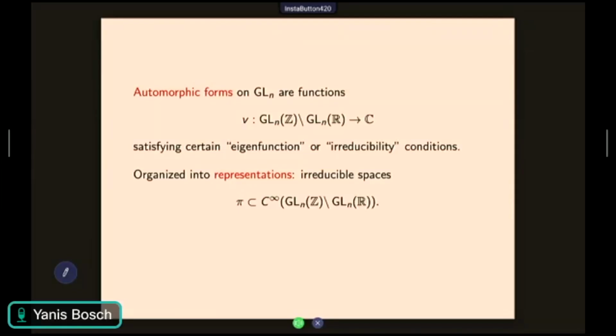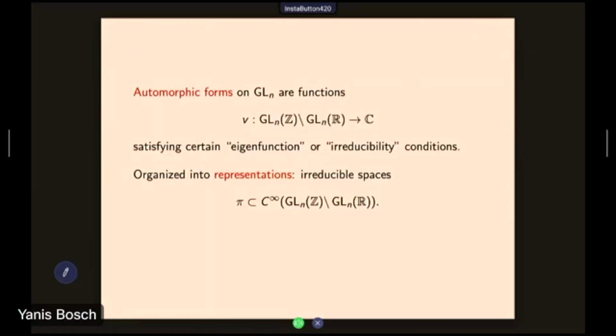So I'll call an automorphic form V, and I'll call the representation that it generates pi. These are typically infinite dimensional spaces of automorphic forms. And there's a group action by GL_N(R) translating on the right that gives this space some rich structure.